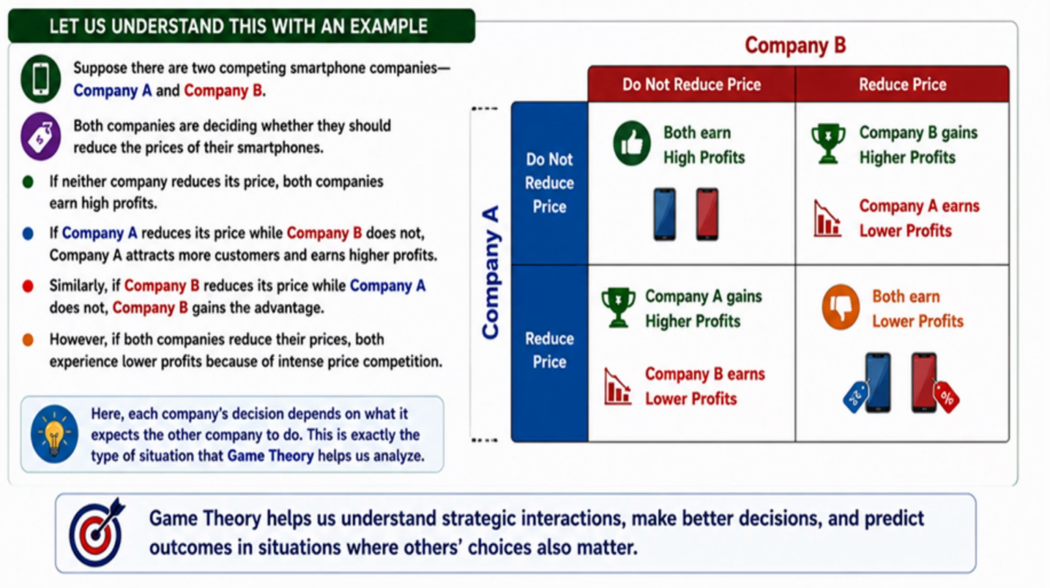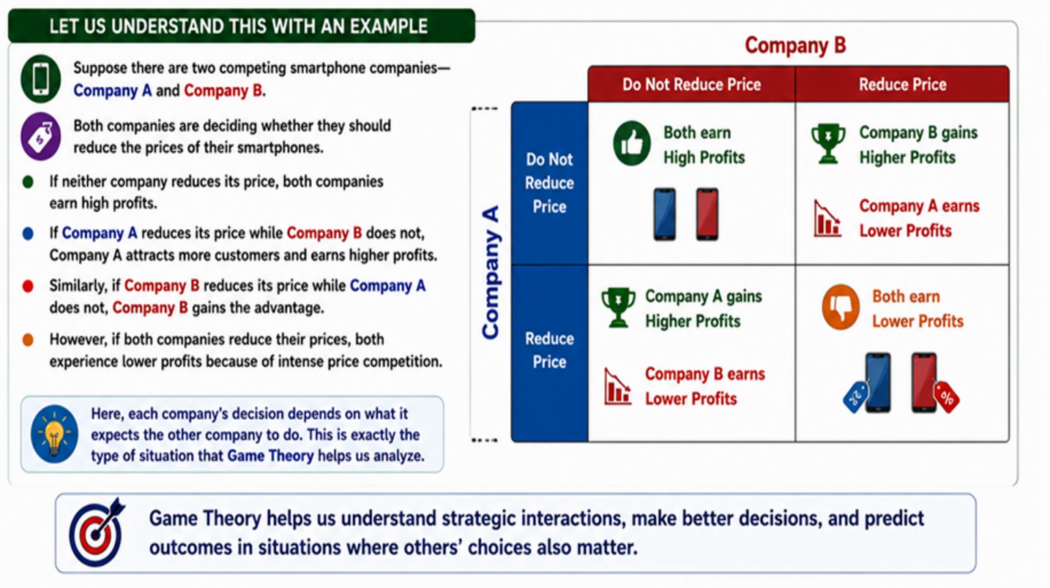Suppose there are two competing smartphone companies, Company A and Company B. Both companies are deciding whether they should reduce the prices of their smartphones. If neither company reduces its price, both companies earn high profits. If Company A reduces its price while Company B does not, Company A attracts more customers and earns higher profits. Similarly, if Company B reduces its price while Company A does not, Company B gains the advantage. However, if both companies reduce their prices, both experience lower profits because of intense price competition.